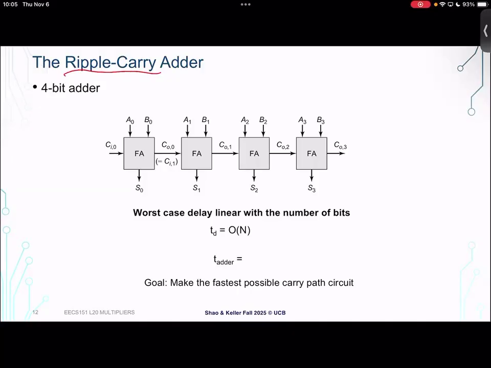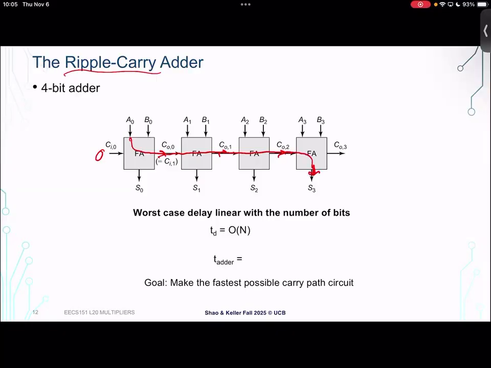So if you think about the critical path, well, this carry in is going to be always set to 0, at least typically. And so you're going to have A and B coming at the input. You need to calculate the first carry out, and then the second carry out, and then the third carry out, and then the sum.